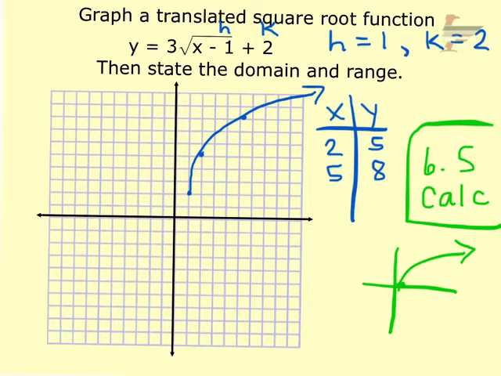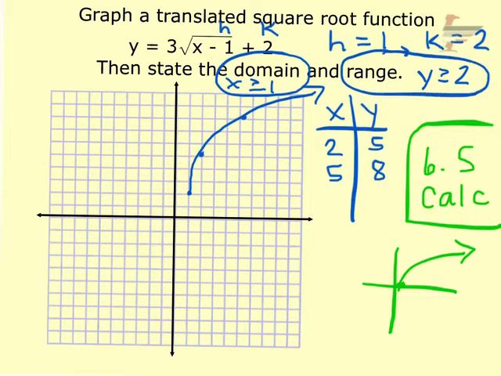Now your domain, you can see it from your graph. Your domain is everything greater than this point, and that x value at that point is 1. So my domain is everything greater than or equal to 1. And your range, you can see, is everything greater than that point, and that y value is 2. So my range is everything greater than or equal to 2. So really, always for sure, if it's a positive square root function, your domain and range are everything greater than your h value and greater than your k value.